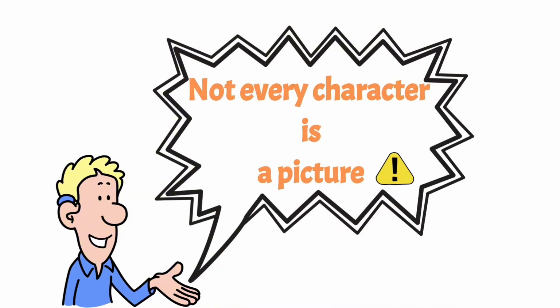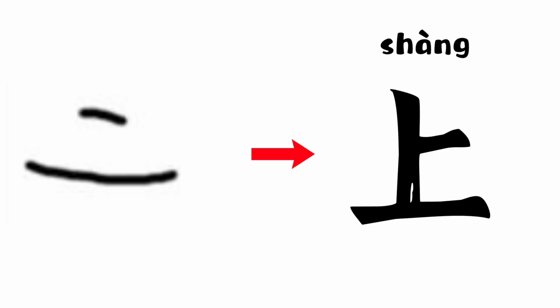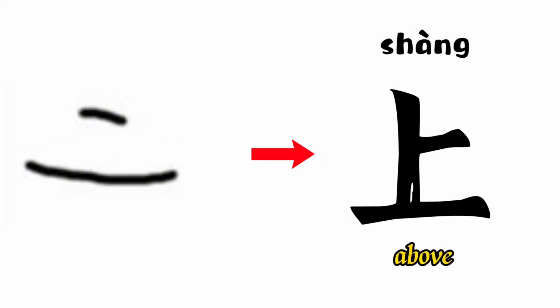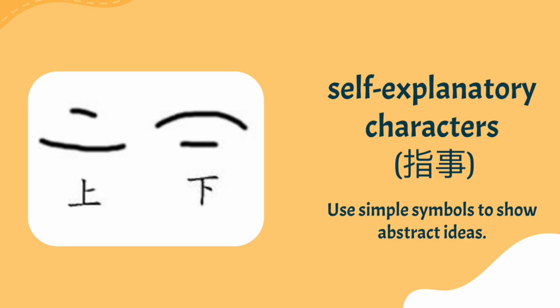So let's move on. Have you seen this character, Shang? What do you notice? It has a line on top of a mark. It literally means above. 指示 are symbols that represent abstract ideas like 上, 下, simple but powerful.